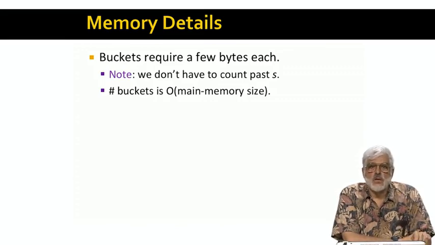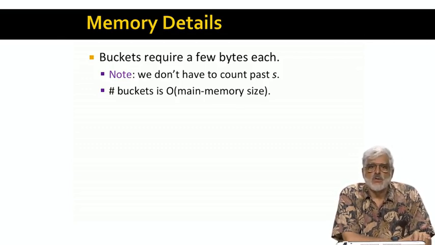The reason is that it is sufficient to count up to the support threshold s, even though we said we should always increment the count when a pair hashes to the bucket. What we really want to do is, if the current count is less than s, then increment the count, otherwise leave the count at s.